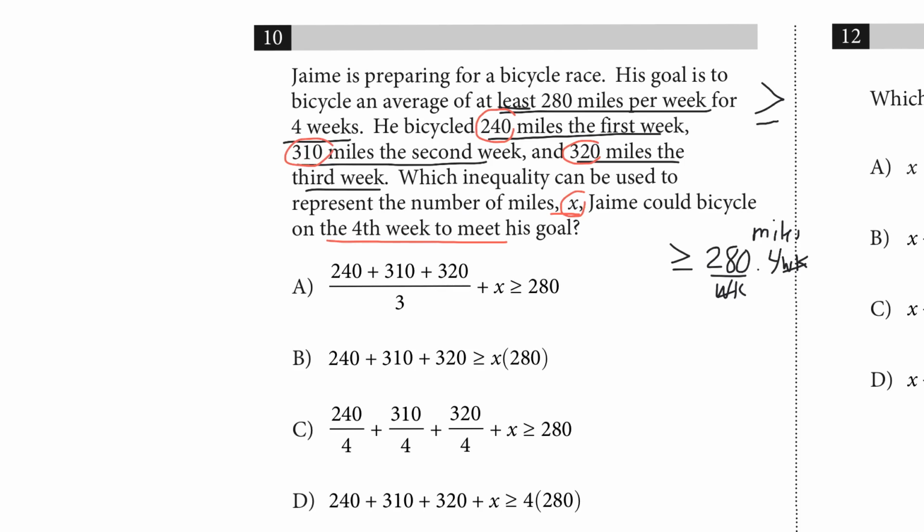So then you would have to have those 3 numbers, 240 plus the 310 plus the 320 plus the 4th week, which is x. And so we need an answer that looks like that, where we add up 240 plus 310 plus 320 plus x for the 4th week, and 4 times 280. That gives you how many miles. So it looks to me like the answer here should be answer D.